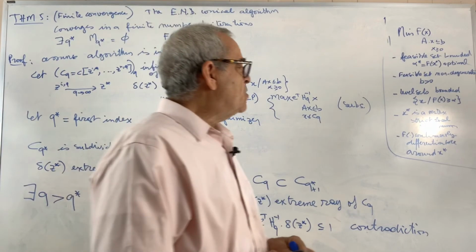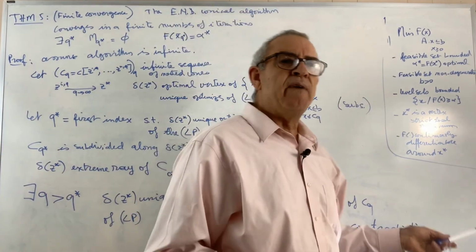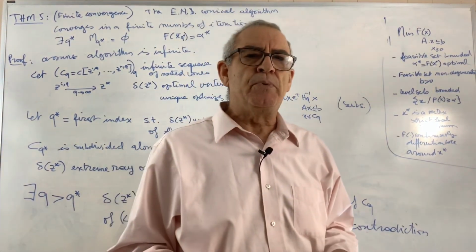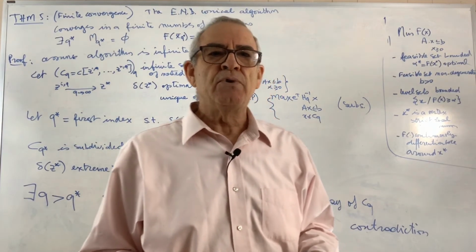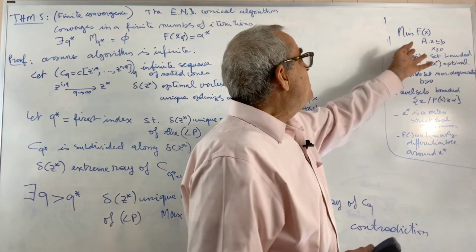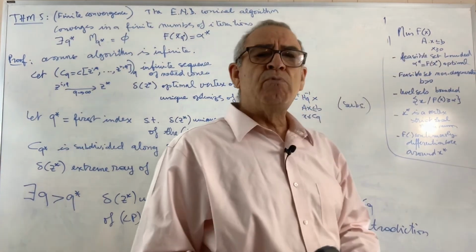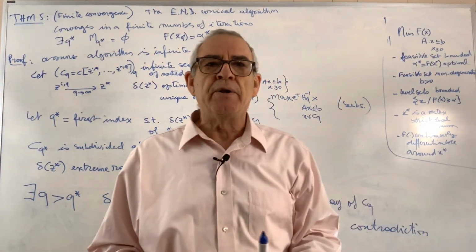So now, let's go over all the assumptions we have made all along when we did the proof and see which constraints are really strong and which are weak, so that we can extend the set of problems that can be solved by this conical algorithm.